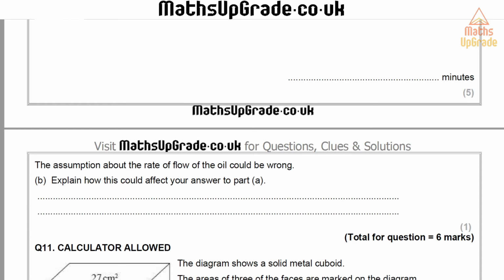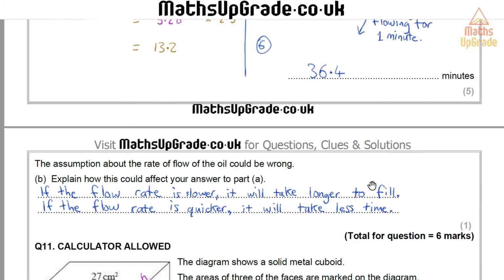So we need to explain how it might affect our answer to part A. We're not told whether the rate of flow is too great or too low, so we have to answer the question assuming both. If the flow rate is slower, then it'll obviously take longer to fill. If the flow rate is greater, it will take less time. And that's all you need to write with your statements to get that 1 mark. The entire question there is worth 6 marks.